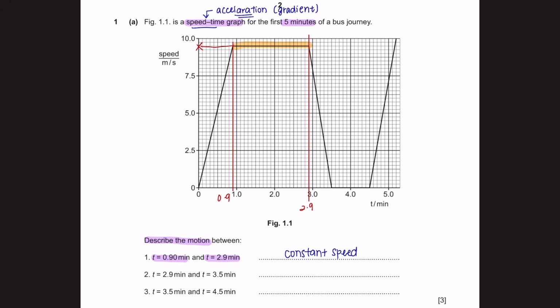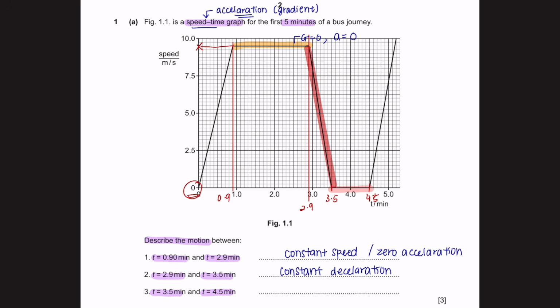Or, since the gradient of the graph is the acceleration, the gradient here is 0, which tells us that the acceleration is also 0. Next, from time equals 2.9 minutes to 3.5 minutes, which is this part of the graph, we can see that the line is a straight line, meaning that it is constant, and the speed is decreasing, so it is constant deceleration. And next, from 3.5 minutes to 4.5 minutes, at this part of the graph, the speed is 0, which means that the bus is not moving, so the motion of the bus is stationary.